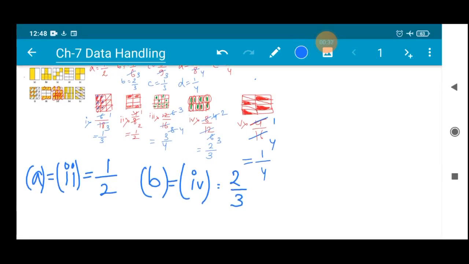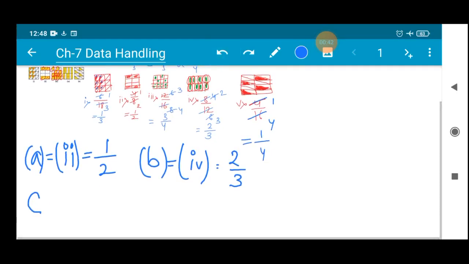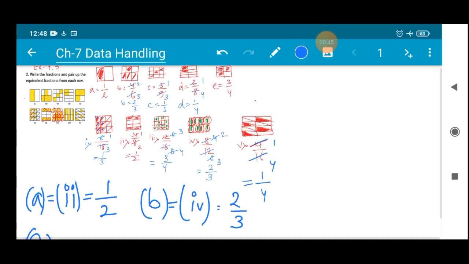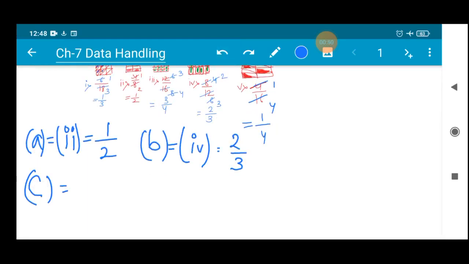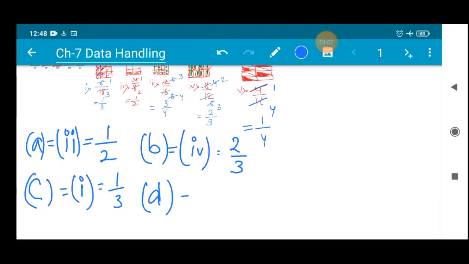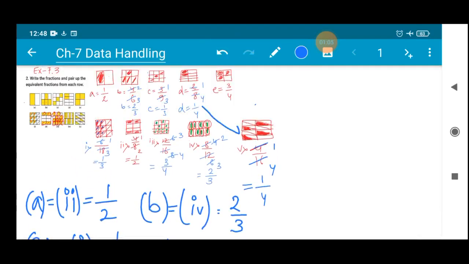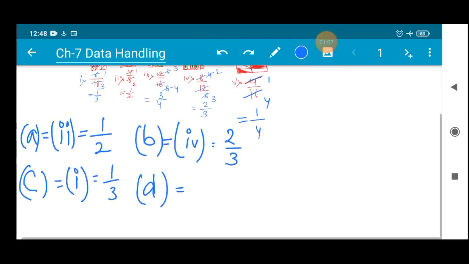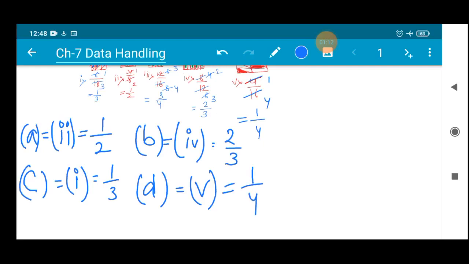Okay, very easy thing. Now C is actually 1 by 3. So C is getting matched with whom? C is 1 by 3, which means it is getting matched with 1. So A got matched with 2, B got matched with 4, C got matched with 1, and now D is 1 by 4. So 1 by 4 means it is 5, right? So figure number 5 is equal to 1 by 4, D is getting matched, isn't it?